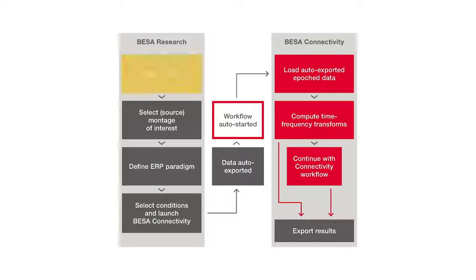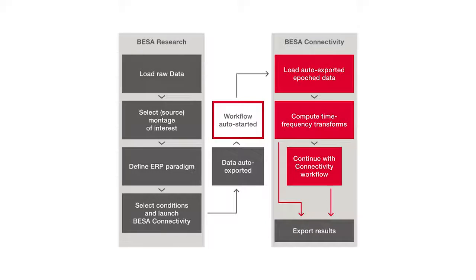After loading your raw data, you select the montage or source montage of interest as a first step. You then define your paradigm and define the conditions of interest which you want to analyze in depth. When you then launch BESA Connectivity, the data will automatically be exported, and the time-frequency workflow in BESA Connectivity will automatically be started. After walking through the transformation of the data into the time-frequency domain, you then start the connectivity workflow, which will crunch the numbers and present you with the connectivity between the montage channels of interest.